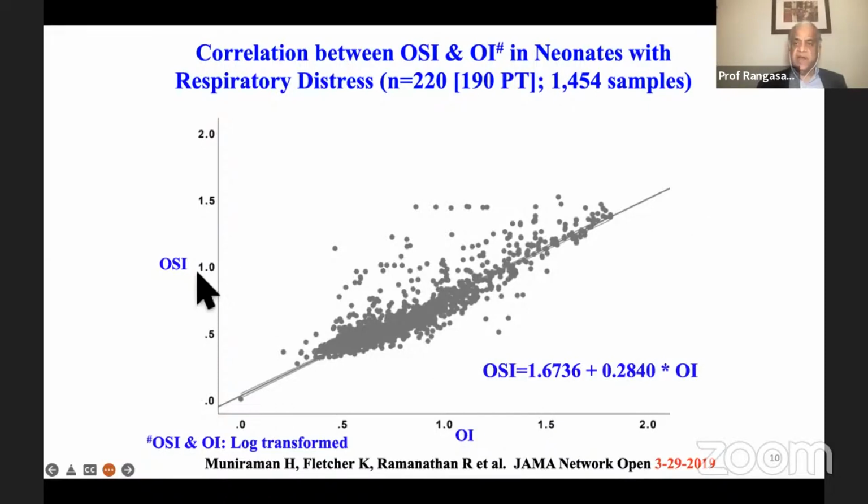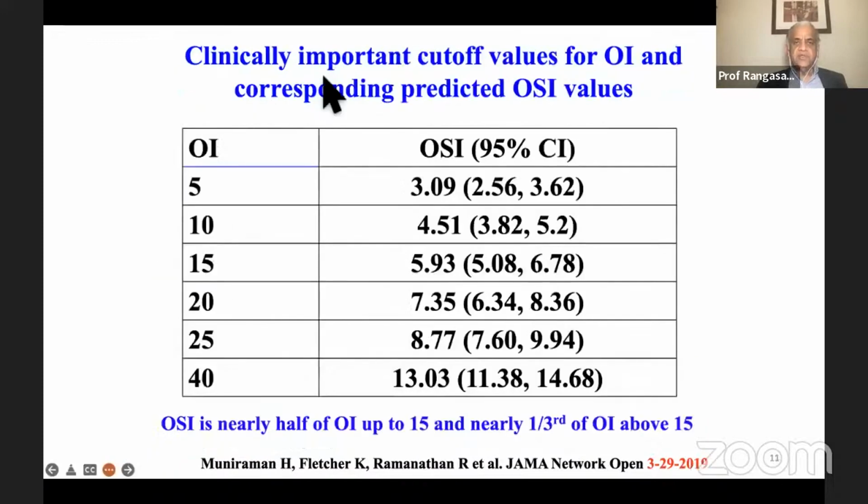So how do we translate this data into clinical practice? Here are the clinically important oxygenation index values. When the OI is 5, your oxygen saturation index is about 3, with a 95% confidence interval of 2.56 to 3.62. OI of 10 is about 4.5. 15 is about 6. 20 is about 7. OI of 25 is 8.7 or 9. 40 is 11, 12, or 13. So OSI is nearly half of OI up to 15, and then nearly one-third of OI above 15, because of the sigmoid shape of the oxygen dissociation curve.